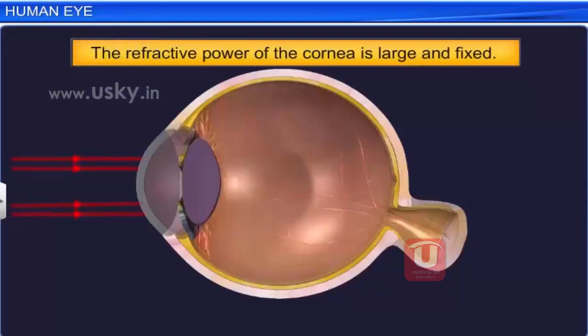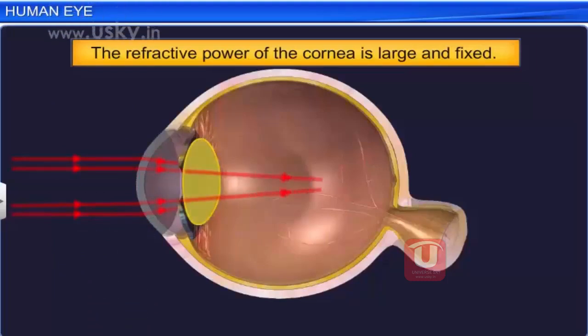For an object to be seen clearly, the image must be formed exactly on the retina. The crystalline lens along with the cornea is able to refract the light that enters the eye to form a sharp image on the retina. The eye is able to focus objects at different distances sharply on the retina by changing the focal length of the crystalline lens.